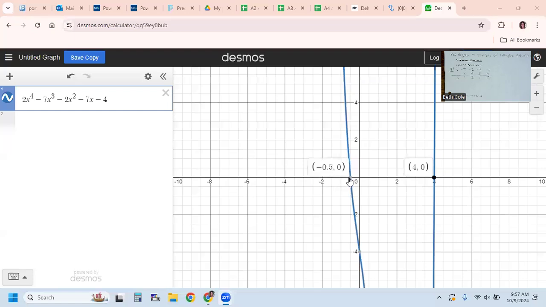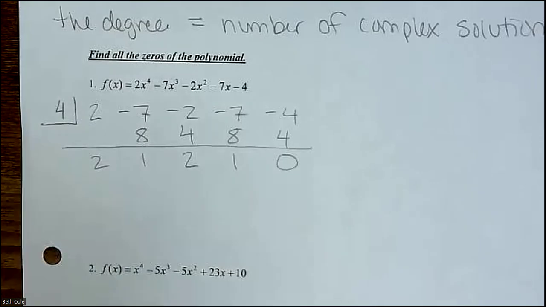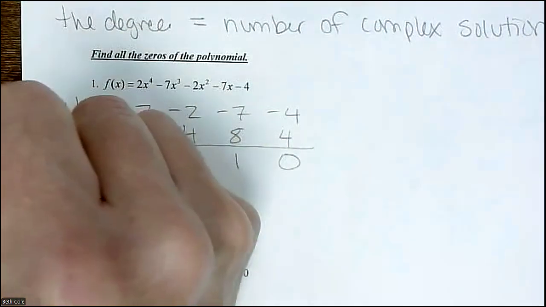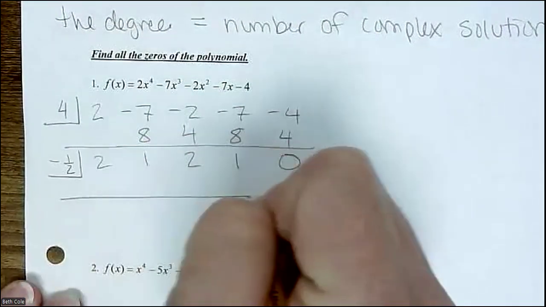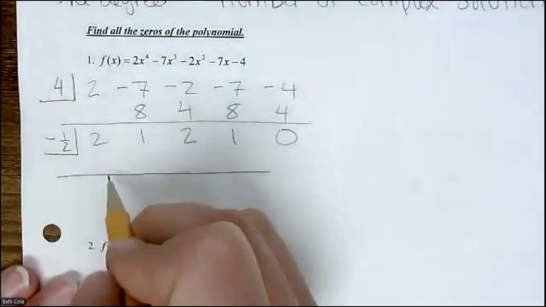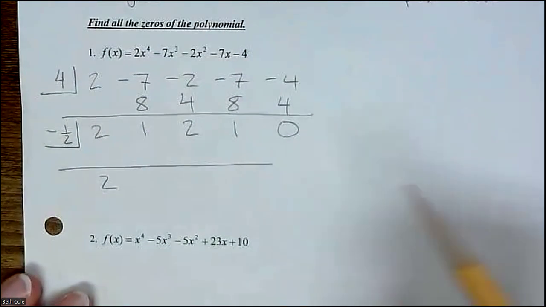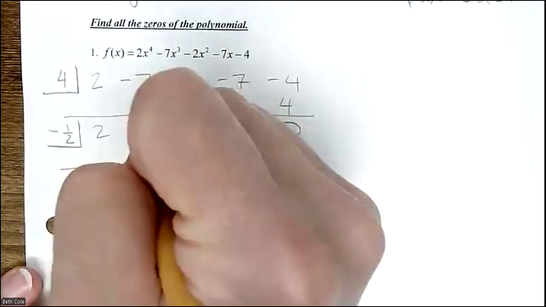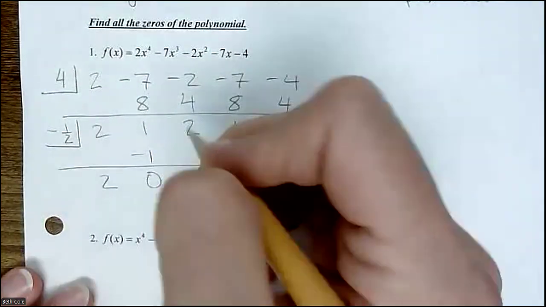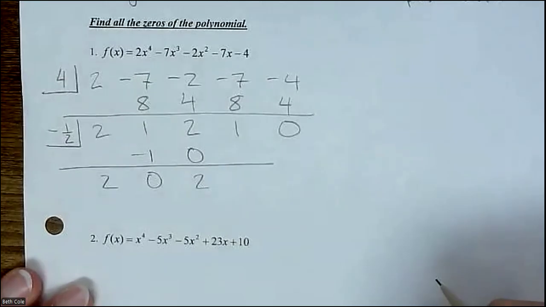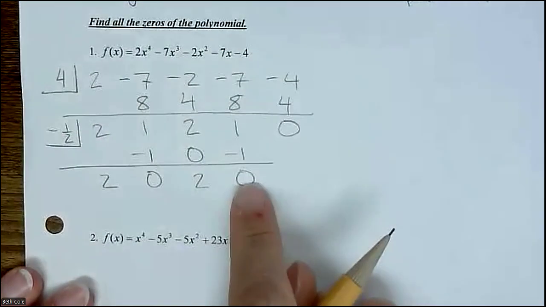So I'm going to click on this one. That is -1/2. So in the little box, I'm going to put -1/2. And we're going to keep going. So I'm going to bring down the 2 and then multiply, add until we get to the end. So that'll be -1, 0. Anything times 0 is 0. It's 2, -1. And again, I got a remainder of 0.